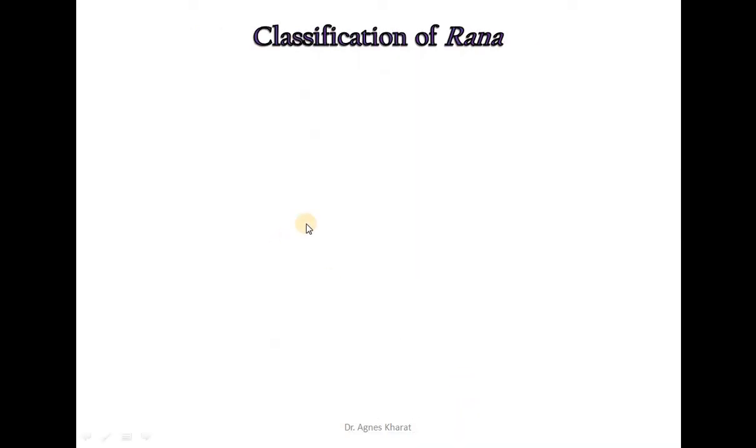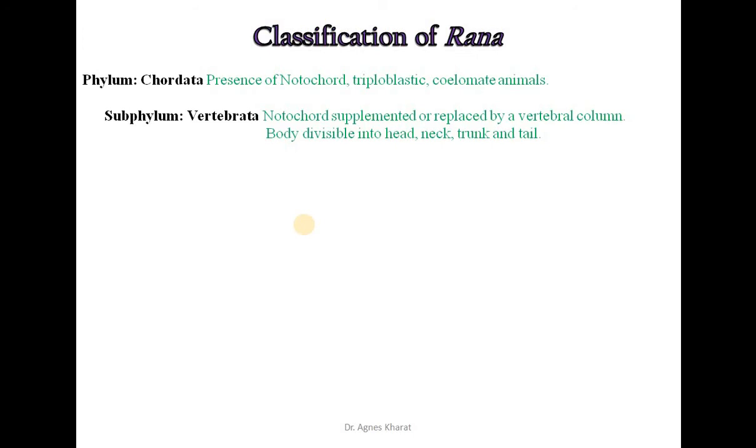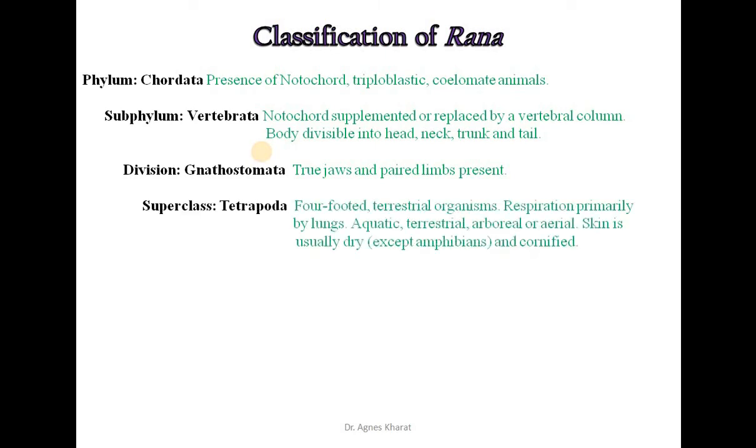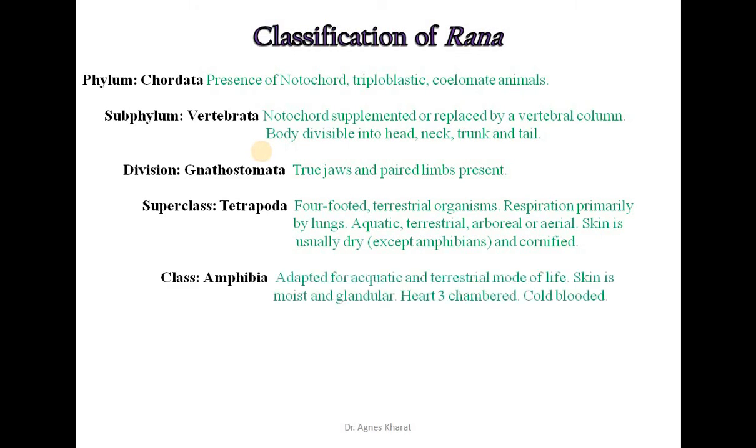Let us begin with second organism, Rana, which is an Indian bullfrog. Classification is, it belongs to phylum Chordata, subphylum Vertebrata, division is Gnathostomata because true jaws are present, superclass is Tetrapoda because it has got four limbs, class is Amphibia, order is Anura because tail is absent in this order and forelimbs and hind limbs are very well developed, and genus is Rana. In this session, we are learning about Rana tigrina.